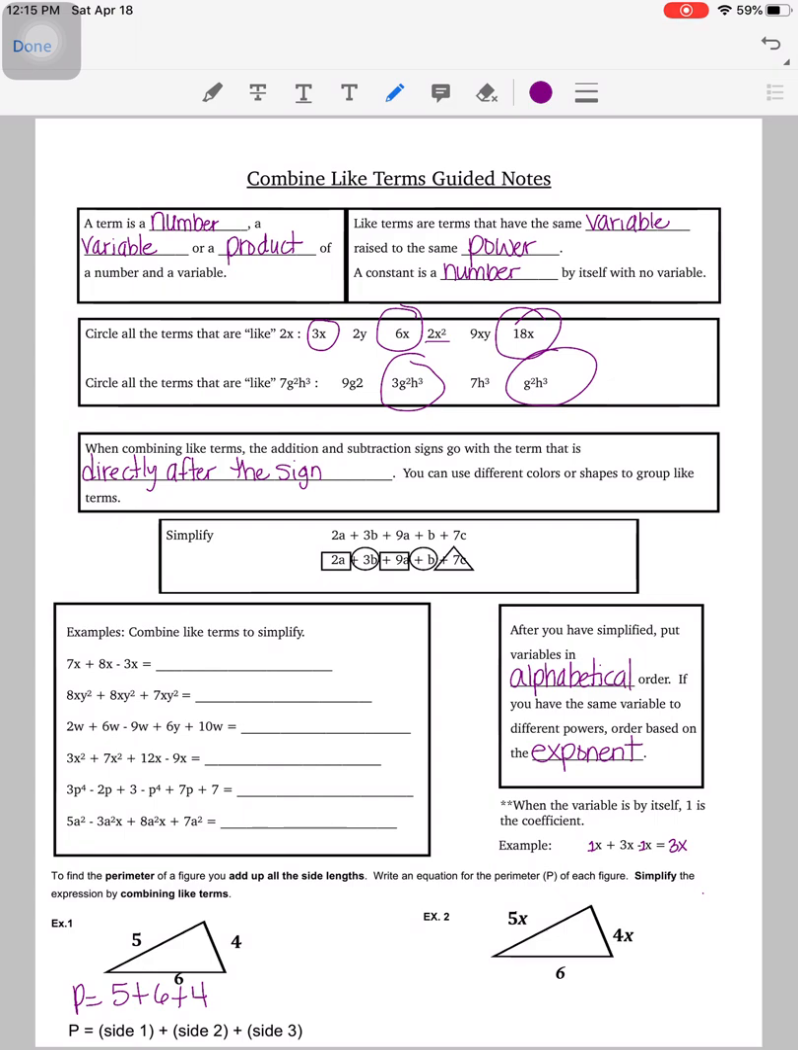The same for the next one. We would choose the one that has g squared, h cubed as like terms for the 7g squared h cubed. Okay. All right, so when combining like terms, the addition and subtraction sign go with the term that is directly after the sign. You can use different colors or shapes to group like terms.